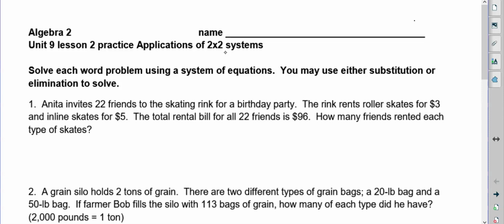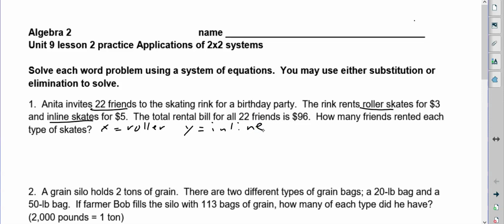Applications of systems. So, Nita asked 22 friends at the skating rink. They have roller skates and inline skates. So first off, I'm going to define my variables. X is roller and Y is inline. If you wanted to use R and I, that's perfectly understandable.